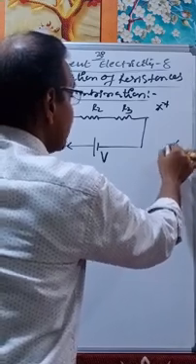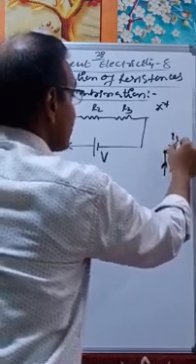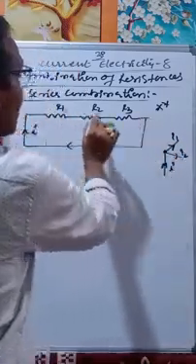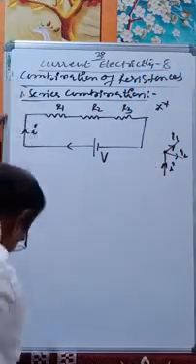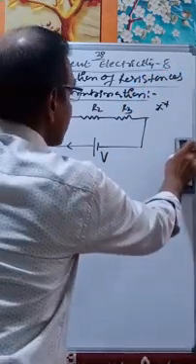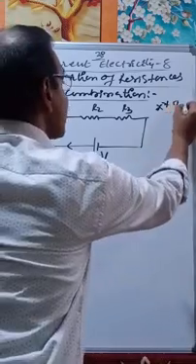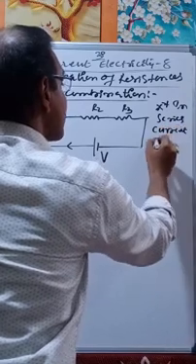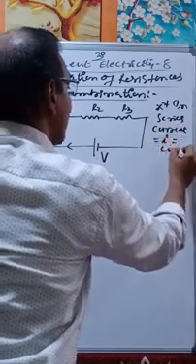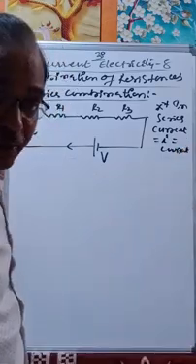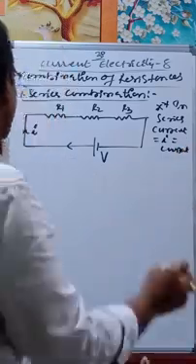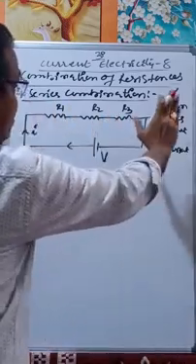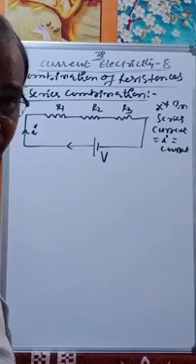If there were a junction here, the current would divide into I1 and I2. But as there is no junction at all, the same current flows through all three resistors. Therefore, in series, current remains constant. Current I is constant. Now, the potential is divided into three parts across the three resistors.